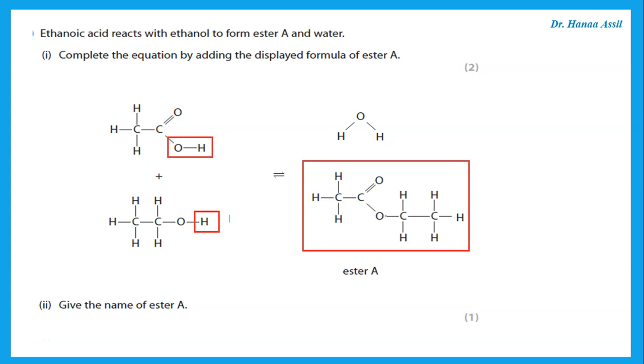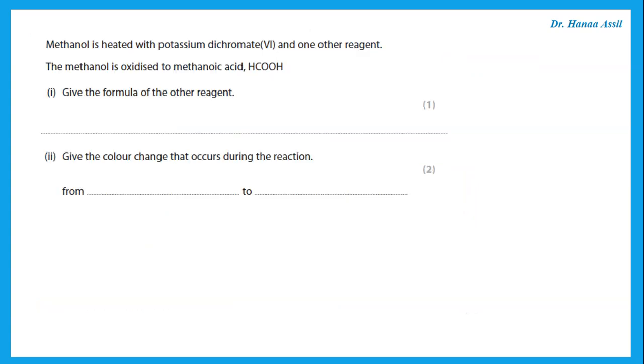Now, how do we name this ester? We said we start with the name of the alcohol. So this was from ethanol, so it is ethyl something. And the acid was ethanoic, so the ester is ethanoate. That's how we name an ester.